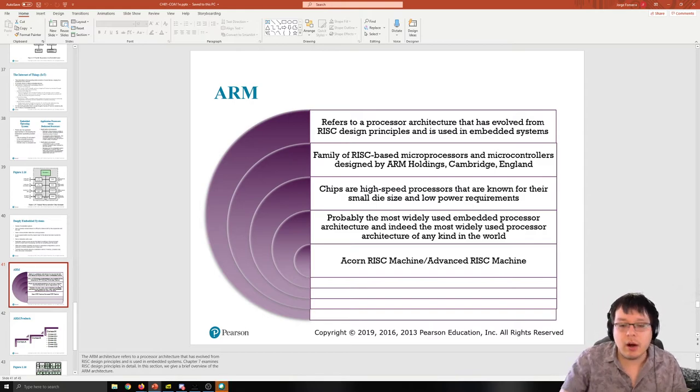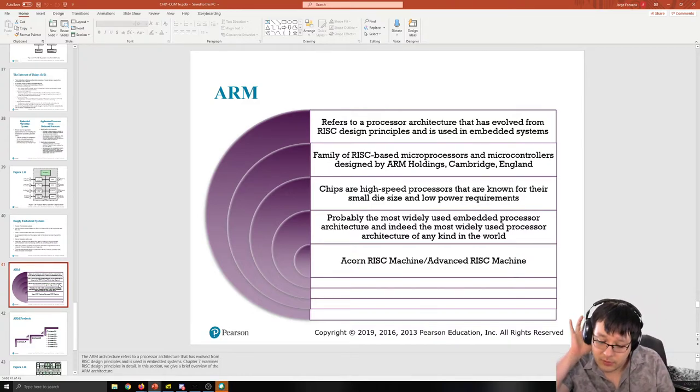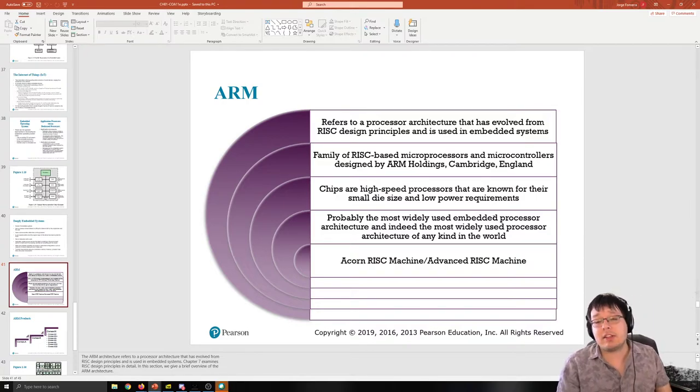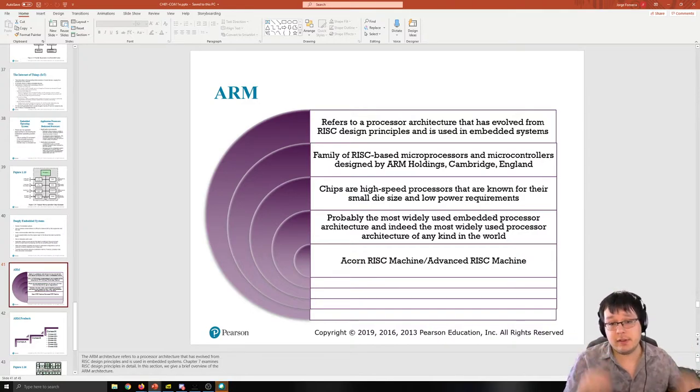ARM. Why ARM? Because of all possible quote-unquote embedded systems, this is the one that should be its own thing. So let's talk about the ARM architecture. First of all, what does ARM stand for? ARM stands for the company that created it, which is called Acorn RISC Machine. There's also here down here, Acorn RISC Machine. And as it says here, it is the most widely used embedded processor architecture, okay? But I would say this is just its own category at this point. It should really just be the thing.